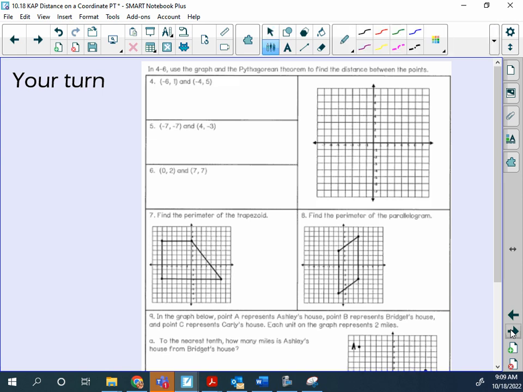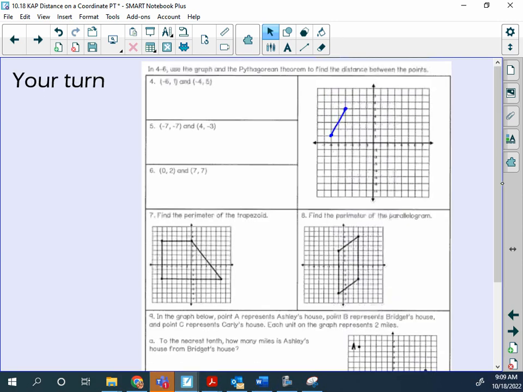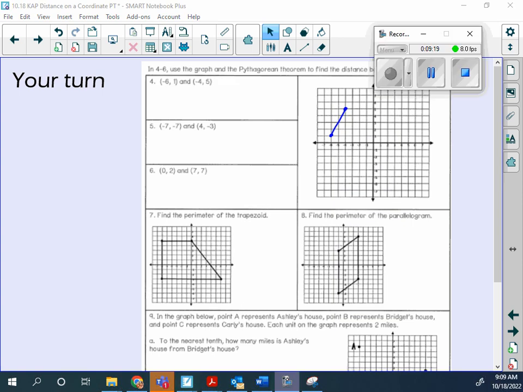So -6, 1. Let's just do that together. That means I'm going to go to the left 6. And then up 1. And then -4. Is that 5 or 6? 1, 2, 3, 4. Okay, so there's your first set of points. If you graph them incorrectly, are you going to get the correct distance? No. So you need to be very careful. Go ahead and finish the page with your table group. I'm going to give you guys about 12 minutes or so. Okay, sounds good, and then we'll check.